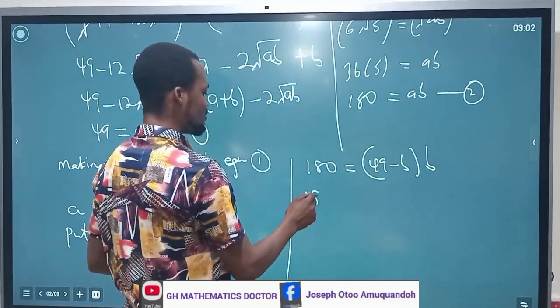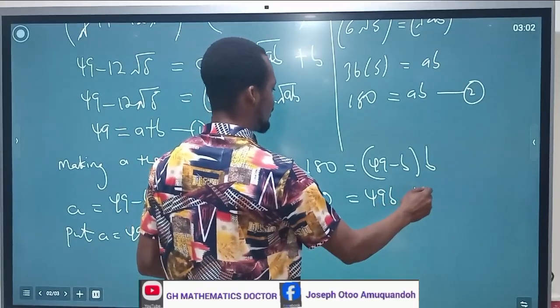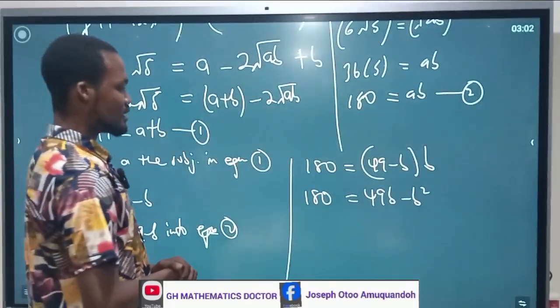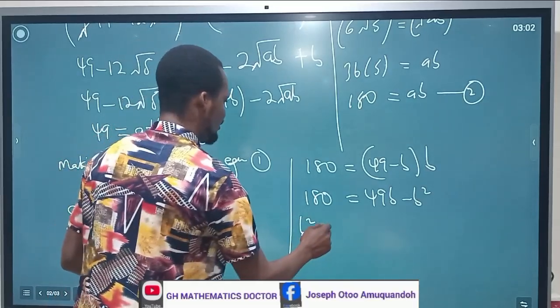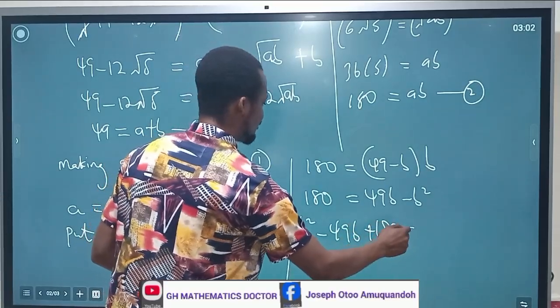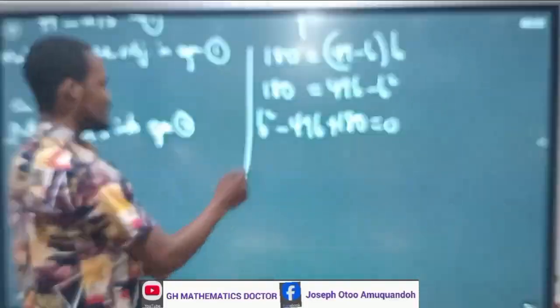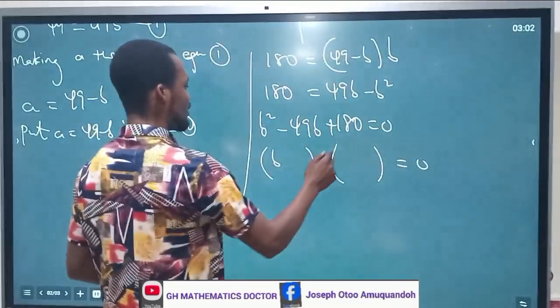So we need to expand the bracket. We have 49B minus B squared. And you can see, as you have gotten the highest power to be 2, let's group this as quadratic. And let's bring it to the left-hand side. So we have B squared minus 49B plus 180 equal to 0. So you are going to solve this quadratic by using the calculator. We are going to get specific results. So we have B here, B here.